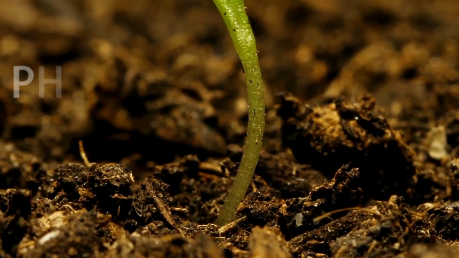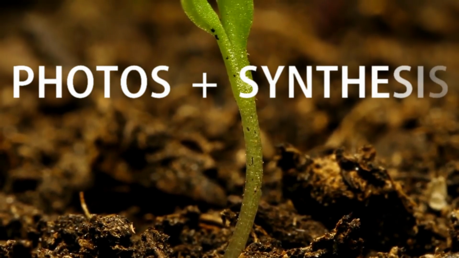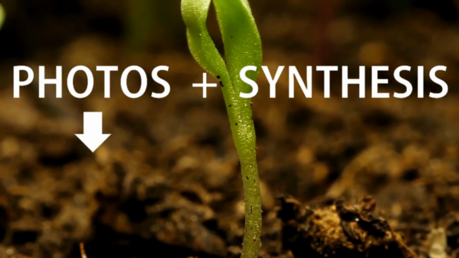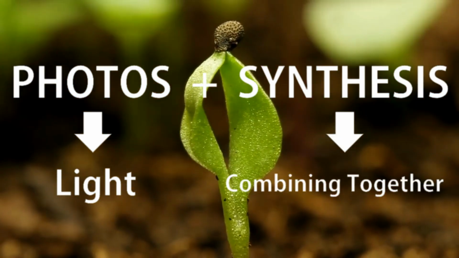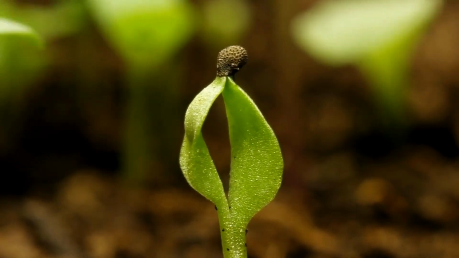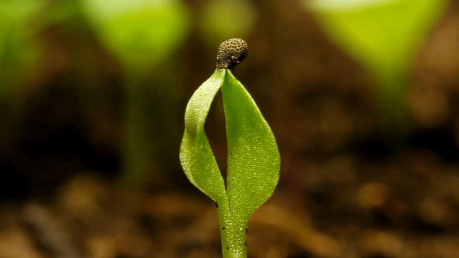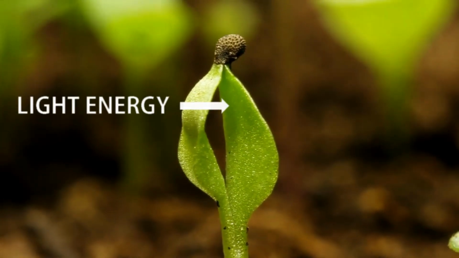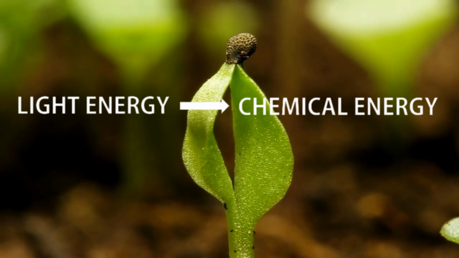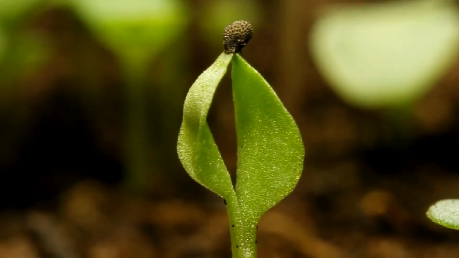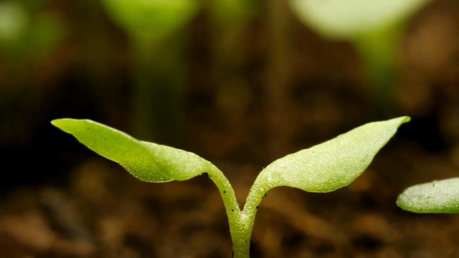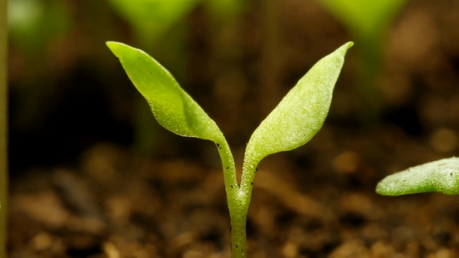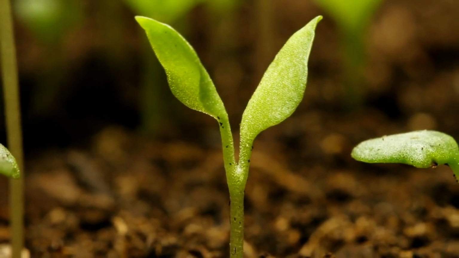The word photosynthesis is derived from the Greek words photos and synthesis. Photo means light and synthesis means combining together. Photosynthesis is a process by which phototrophs convert light energy into chemical energy, which is later used to fuel cellular activities. The chemical energy is stored in the form of sugars, which are created from water and carbon dioxide.